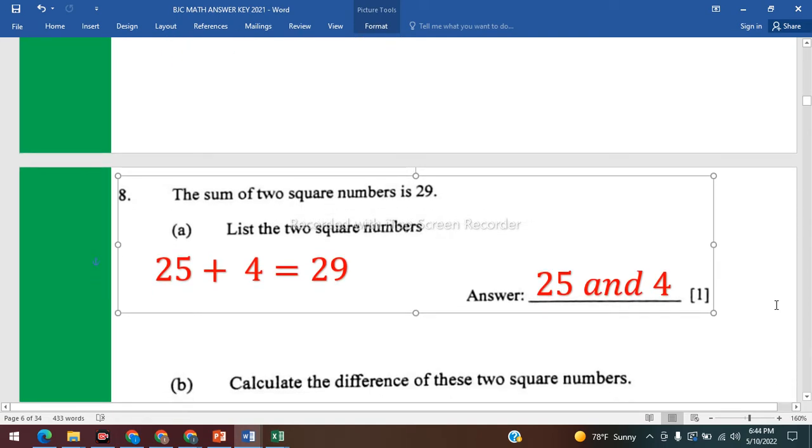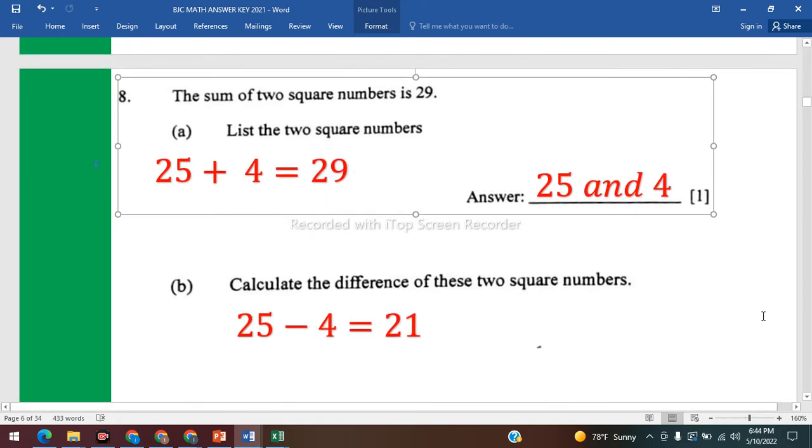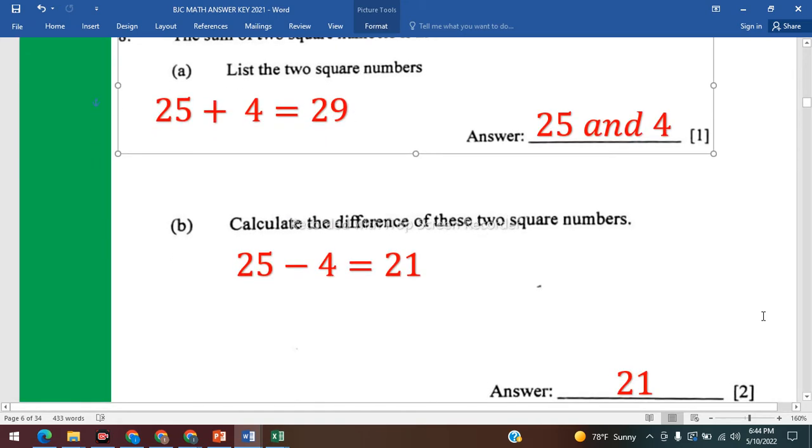Okay. Calculate the difference of these two square numbers. 21. Very good, 25 minus... Yes, 21. Very good. All right. Moving right along.